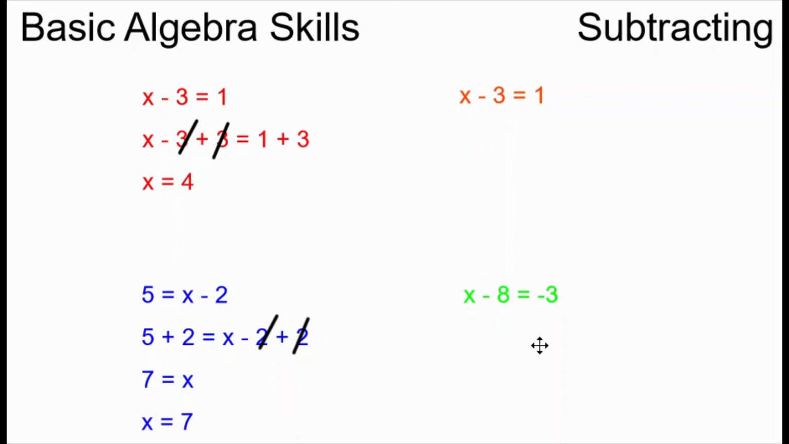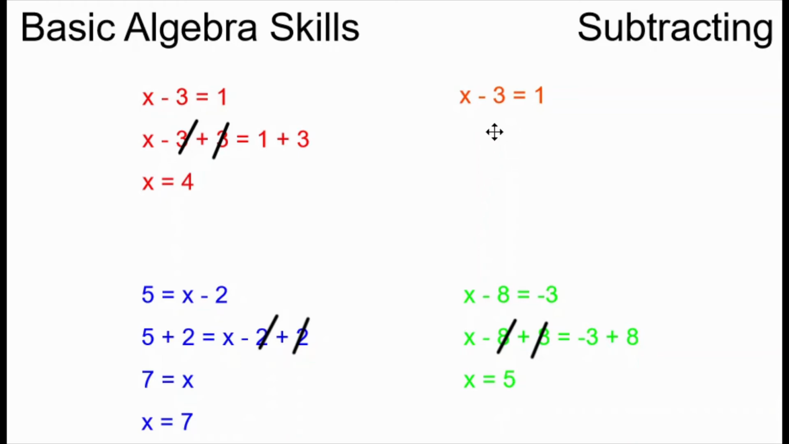On the bottom right, I have x minus 8 equals negative 3. What's different about this example is we have a negative number involved. But the technique, again, is still the same. Since we're subtracting an 8 from our x, we add an 8 on both sides. These 8's cancel. Negative 3 plus 8 is positive 5. My x is isolated on the left side of the equal sign, and on the right side I have positive 5. X equals 5 is my answer.